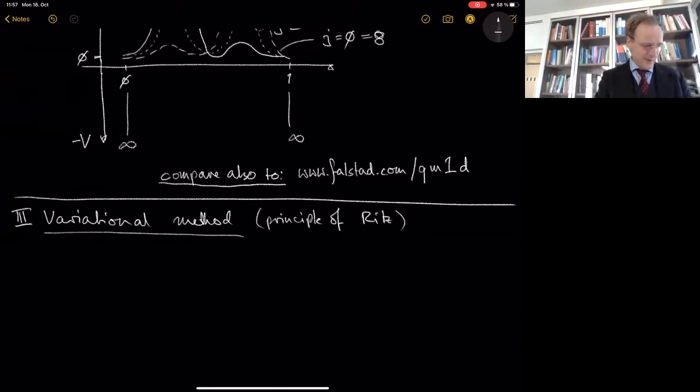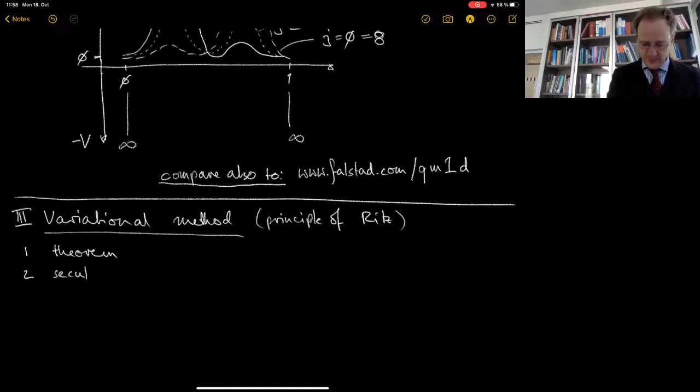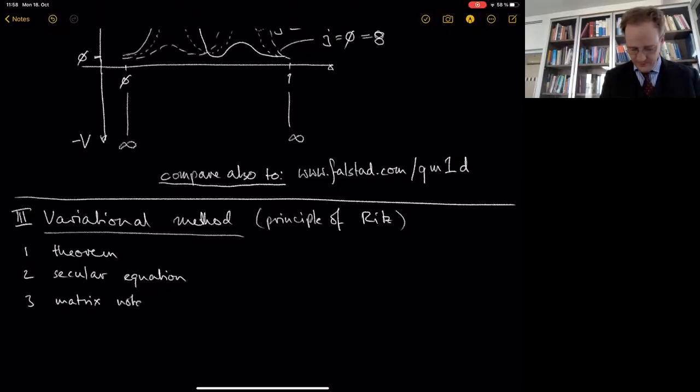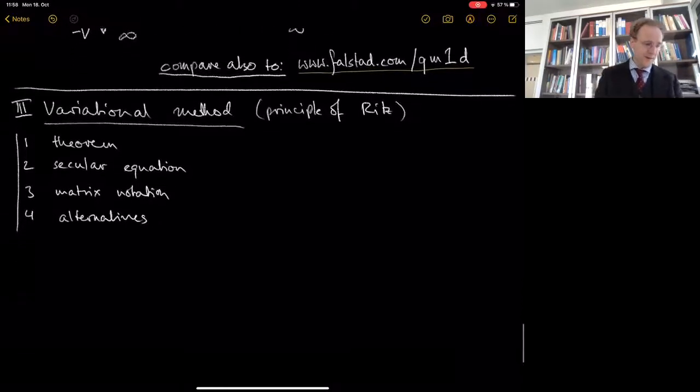So this chapter has a couple of subchapters I'd like to tell you about now. There is first the theorem itself, the variational principle. The second is that we will see that we can arrive at a secular equation with this. And as a third subchapter, I'd like to rewrite these solutions in terms of a matrix. And then as a fourth subchapter, I'd also like to discuss some alternatives to the variational method. So this is our table of contents for this third chapter. Right?